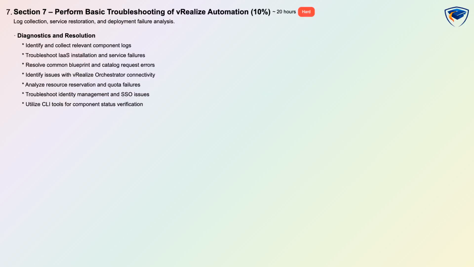In Section 7, Perform Basic Troubleshooting of vRealize Automation, you'll learn about log collection, service restoration, and deployment failure analysis. This domain focuses on identifying and collecting relevant component logs, troubleshooting IaaS installation and service failures, and resolving common blueprint and catalog request errors. You'll also need to know how to identify issues with vRealize Orchestrator connectivity, analyze resource reservation and quota failures, and troubleshoot identity management and SSO issues.